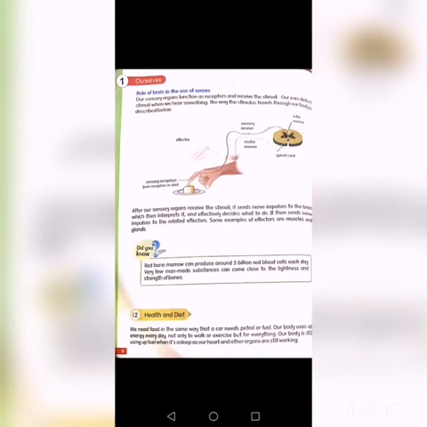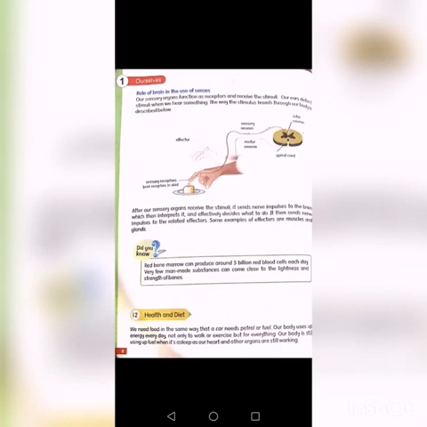Role of brain in the use of senses. Our sensory organs function as receptors and receive the stimuli. Our eyes and ears detect stimuli when we see or hear something. The way the stimulus travels through our body is described below, as you can see in the picture.